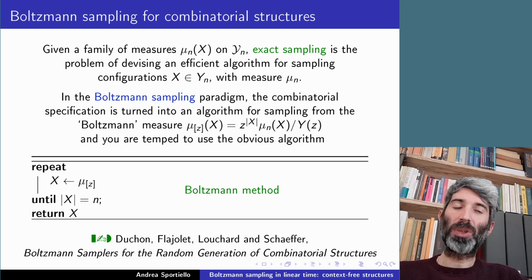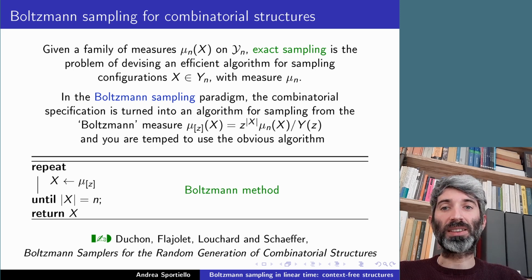And in the Boltzmann sampling paradigm, what you realize is that the combinatorial specification that we gave allows you to easily sample from one specific family of measures, parameterized by this parameter Z, which is the same Z in the system. And this family of measures is such that the size is not fixed, it is a variable. But you can run it again and again until you accidentally find one configuration with a good size.